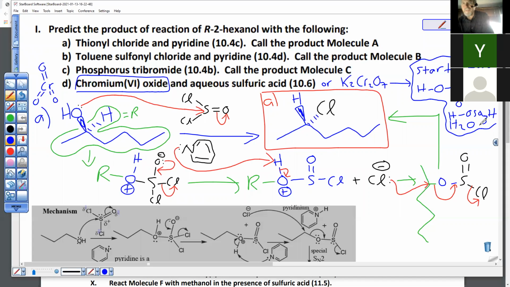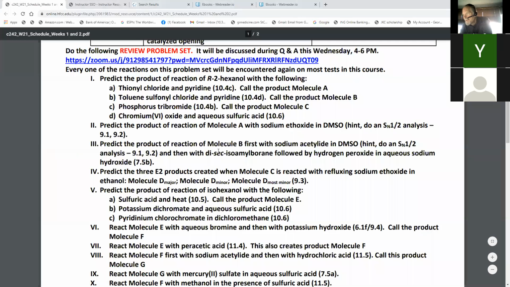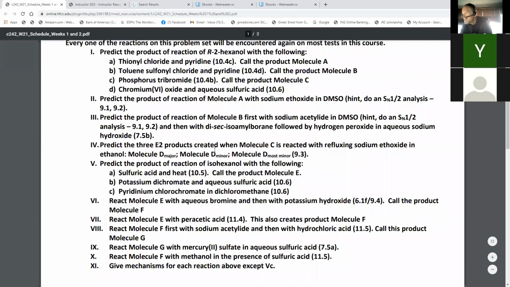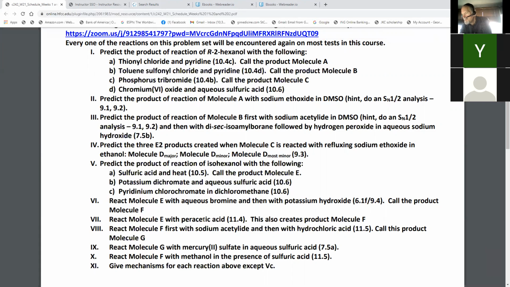And anything else for the good of the order? Trying to find that assignment again. There we go. Got some SN1, SN2 stuff, E2 products. Yeah, I tried to give section numbers for each part of the review so you can use the book to get there.